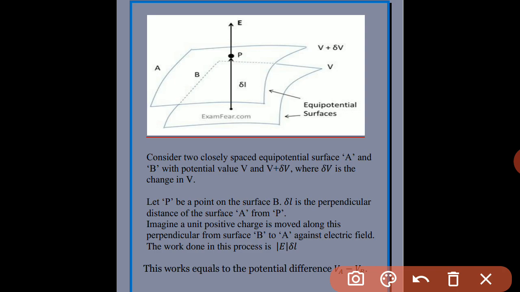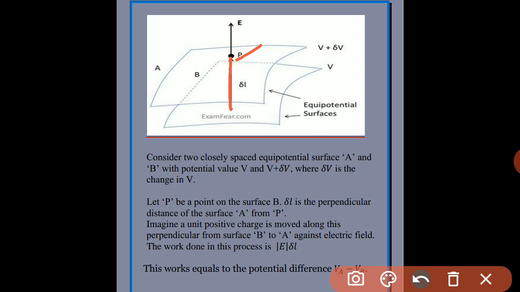Now suppose a unit positive charge is placed at point P. Unit positive charge means having 1 coulomb charge. Suppose it is placed at P and it moves from P to A in this direction, from surface B to A. It moves through this perpendicular distance delta L from B to A.